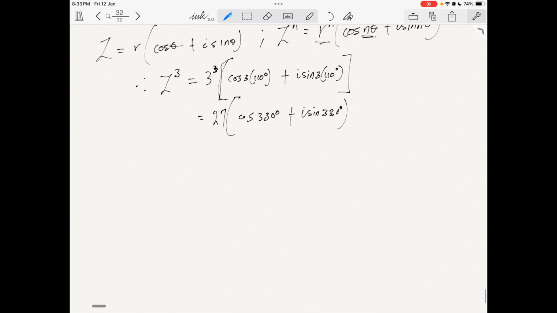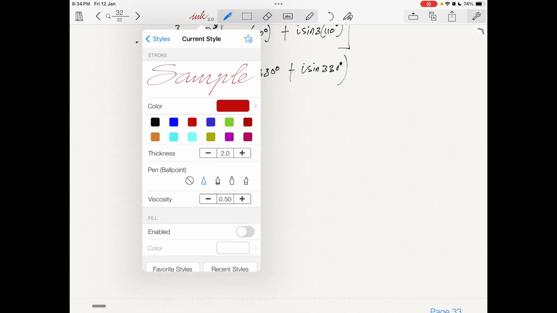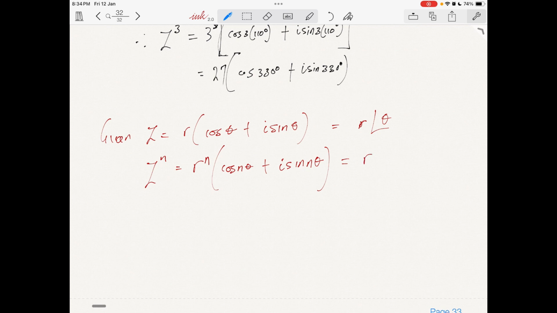So having come to a conclusion, let's rewrite: given z is equal to r into cos theta plus i sine theta, which is equivalent to r argument theta, then z raised to power n is equal to r raised to power n into cos n theta plus i sine n theta, which is also equivalent to r raised to power n argument n theta.